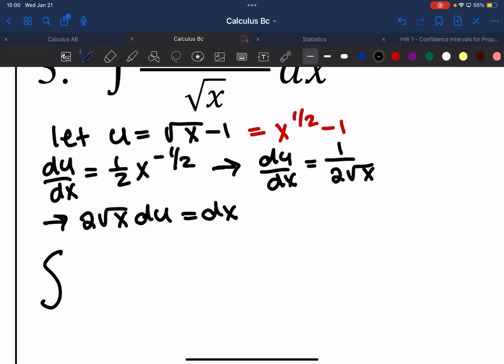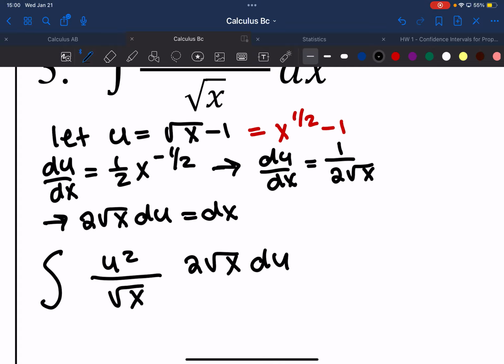So I have the integral of u squared over the square root of x, and then I'm plugging in dx, that is 2 square root of x du. Do you see how our derivative of u gave us a function of x that can cancel? What can cancel? Square root of x, right? Which we want that to happen because we want everything to be in terms of u. So rewriting this is 2 integral of u squared du. I just put the 2 on the outside.